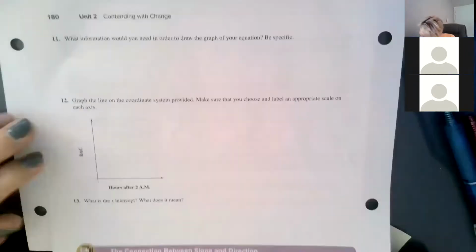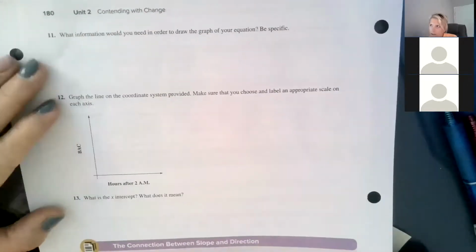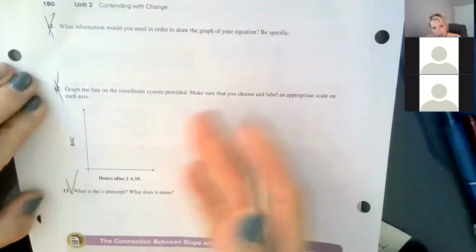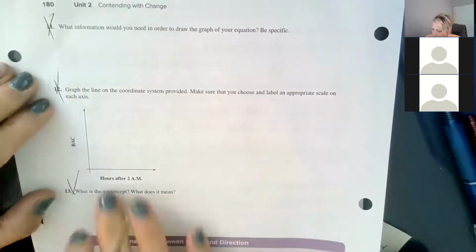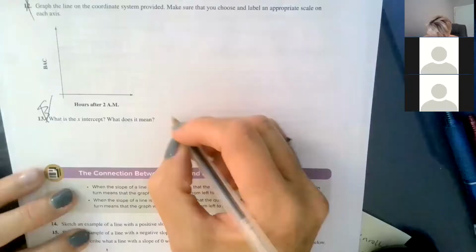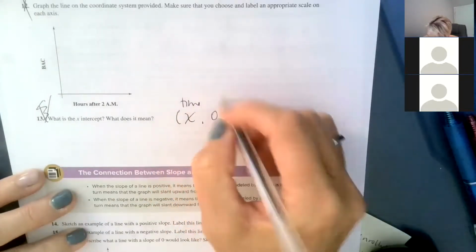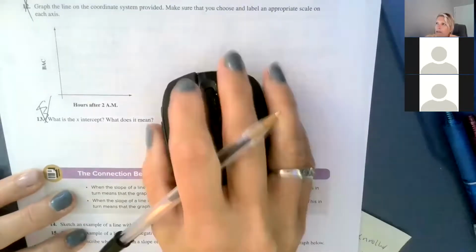And 11, 12, and 13 are all going over things that we've already done in Desmos. So you don't even have to worry about those because we've already drawn the graph, we've already used the graph to answer some questions, and we've already talked about the y-intercept. Oh, it says, what is the x-intercept and what does it mean? Ooh, the x-intercept, that's a good one. So the x-intercept would be the x time when he doesn't have any alcohol in his blood. So that's a good question.